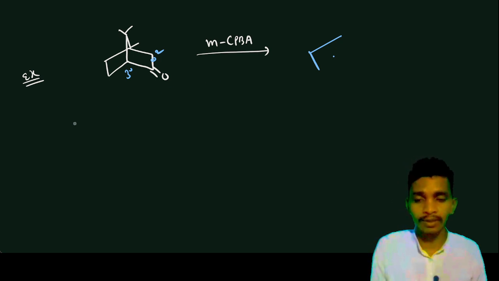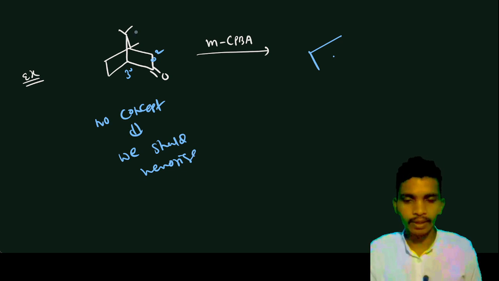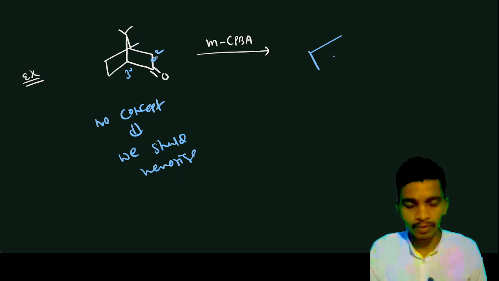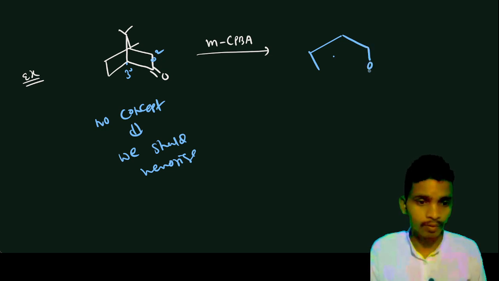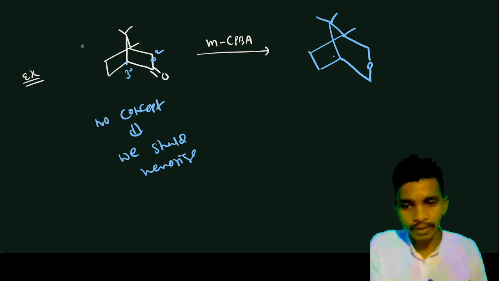That we have to memorize. There is no concept here, no concept. We should memorize this one. Here there is not much steric hindrance, but still O will be added to the 2-degree instead of the 3-degree. The reason is not explained. Okay, this is the answer. Why here? This one has to be memorized.